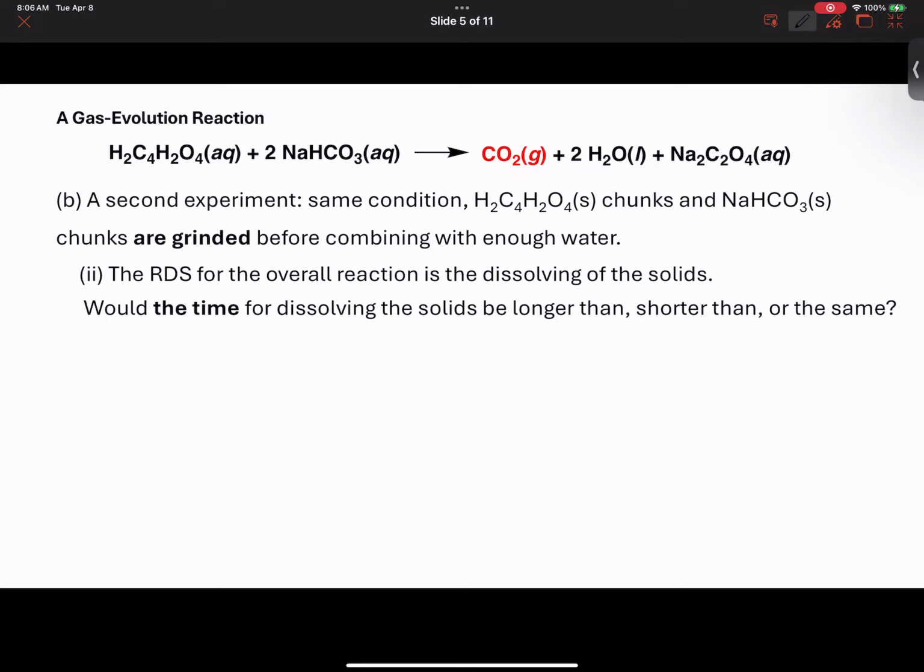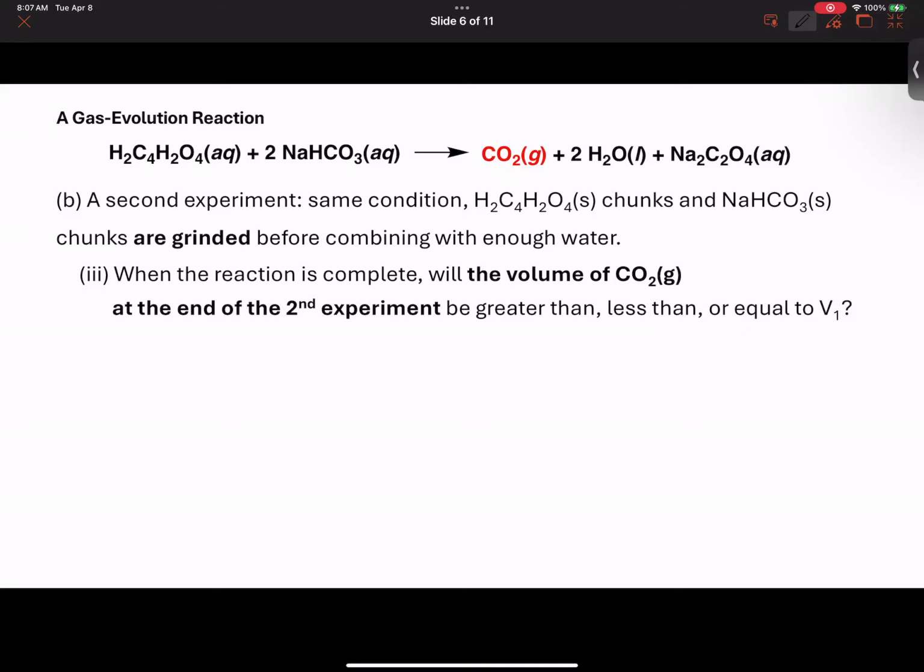Would the time for dissolving the solids be longer than, shorter than, or the same? Must be shorter, because it has more surface area, so it is more exposed to the water molecules. More water molecules will have access to the surface, so the dissolving will occur faster. And the next problem: when the reaction is complete, will the volume of CO2 gas at the end of the second experiment be greater than, less than, or equal to the first volume?